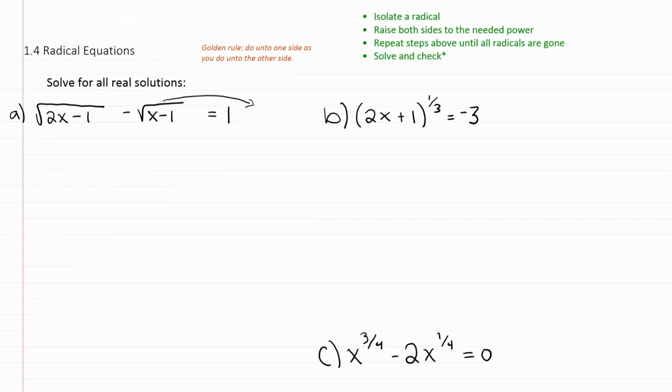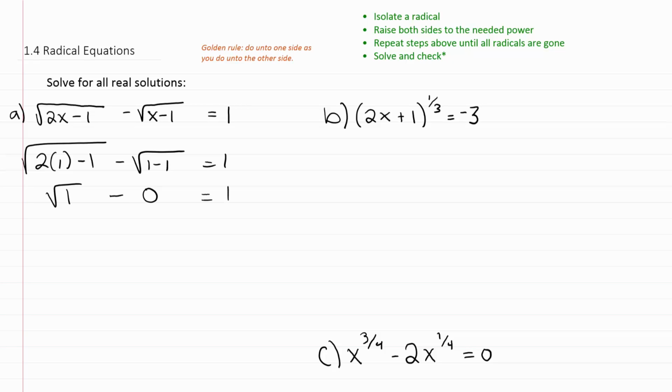Okay, so let's see if x equals 1 actually does work in the original equation. Well, it'll be 2 times 1 minus 1 under the square root minus the square root of 1 minus 1. Does that in fact equal 1? Well, 2 times 1 minus 1 is just 1 under the square root, and then minus 0. Is that equal to 1? It is. So 1 actually works in the equation.